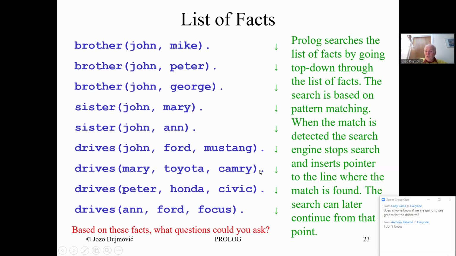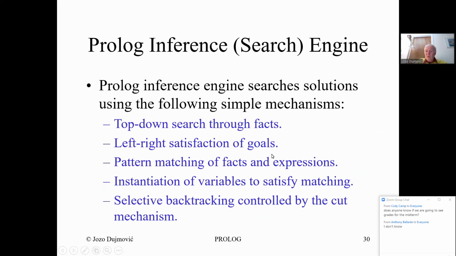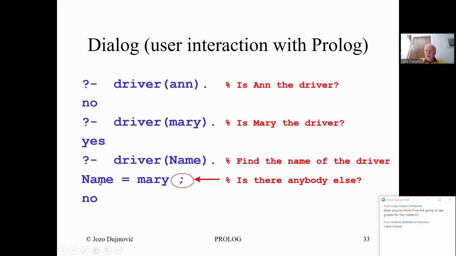So pointer for sister was here after Mary, and pointer for Toyota, for drives is here. So practically this search created 2 pointers. One is here at sister Mary, and the other pointer is Mary Toyota, drives here. And then we are going to have the result. Name equals Mary. And this is how the result is created.